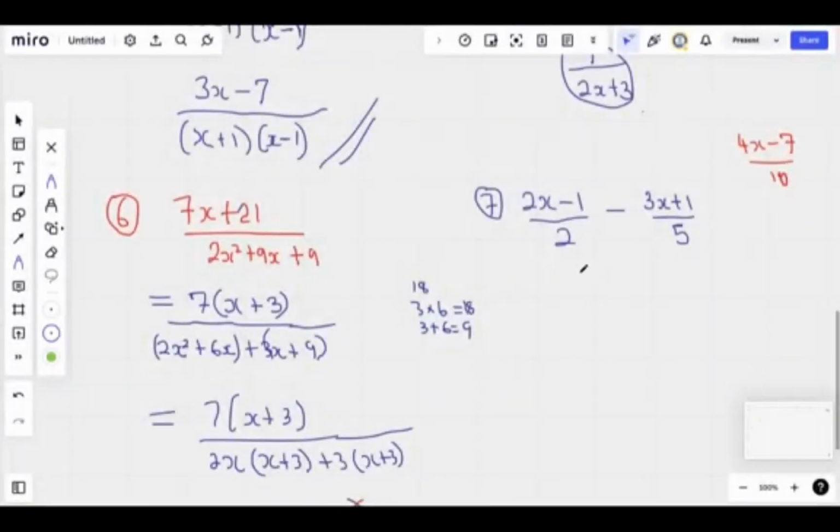The LCM is 10, right? 2 times 5, 10. So we put 10 here in the denominator. And then in the numerator, multiply 5.